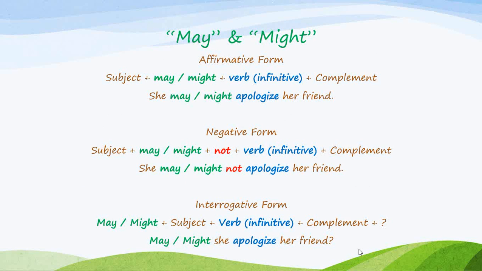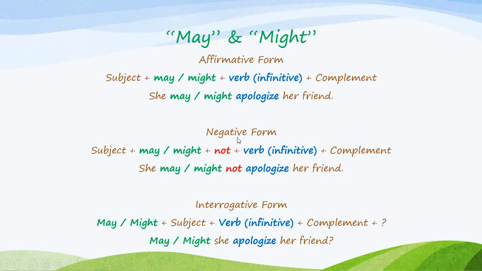Here we have the structures in affirmative, negative, and interrogative form for using the modal verbs may and might. In affirmative form, we have the subject plus the modal verbs may or might, the verb in infinitive, and the complement, as we can see in this example. She may or she might apologize her friend.